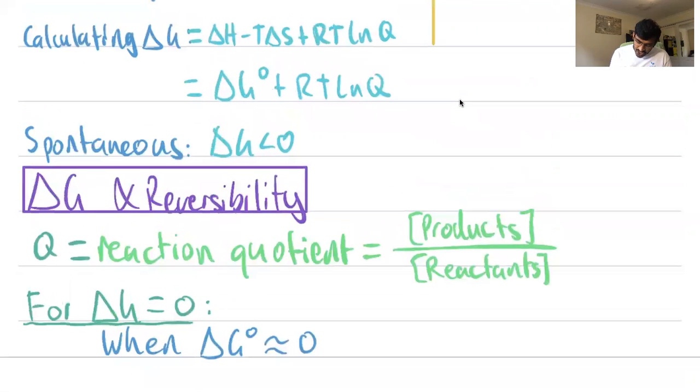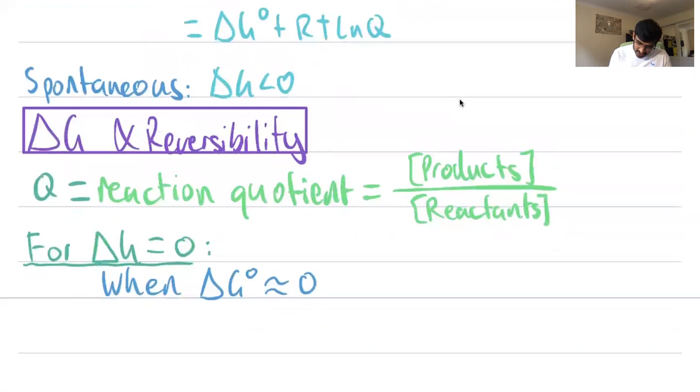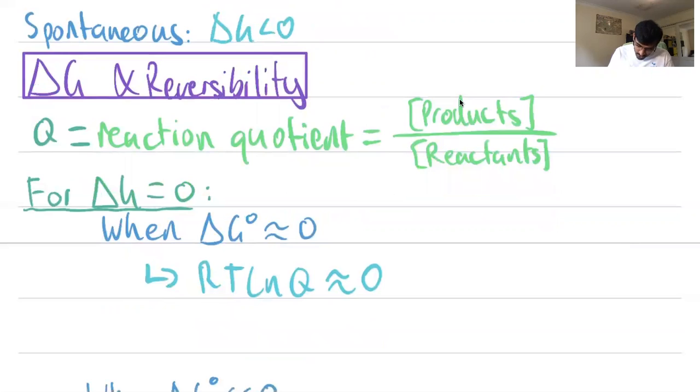Now, if delta G naught is approximately equal to 0, RT ln Q must be approximately equal to 0 as well. Okay, now for RT ln Q to be 0, and this is relying on a little bit of your logs knowledge, and it's a bit more than what you guys would be expected to know. To achieve this, what we know is that we need Q to be approximately equal to 1. Because when Q is approximately equal to 1, we get ln 1, and ln 1 is just 0.